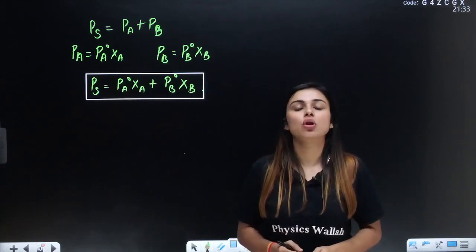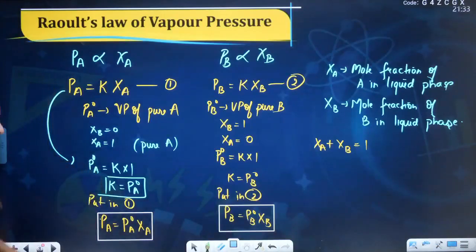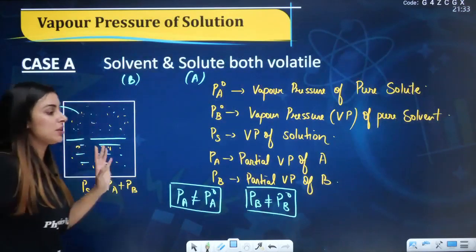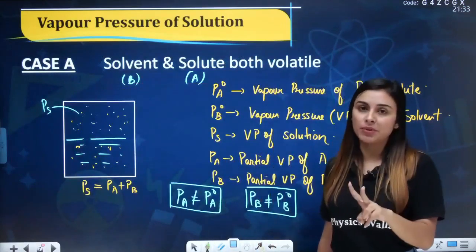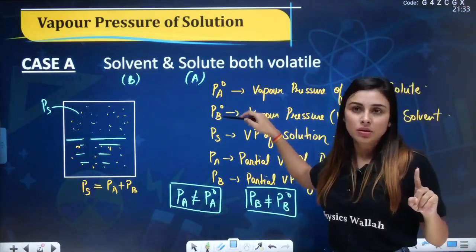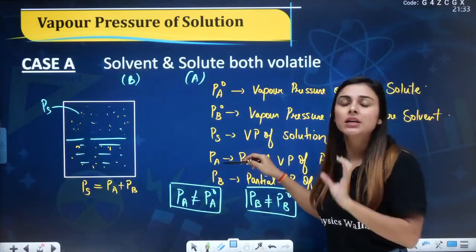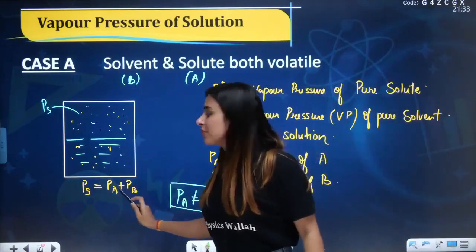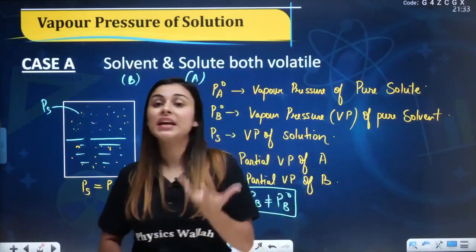Now let's solve a question and then we'll understand. Okay, first we'll revise the part. We started from this part: when your solution has two components and both of them are volatile, it means both will have vapor pressures. PA naught and PB naught are the pure components' vapor pressures. PA and PB are the partial pressures when they are in the solution phase, and PS is the vapor pressure of the solution. I know that the solution's vapor pressure is PA plus PB. So I need to calculate what is PA and what is PB.